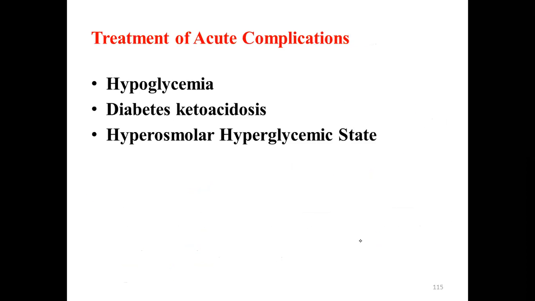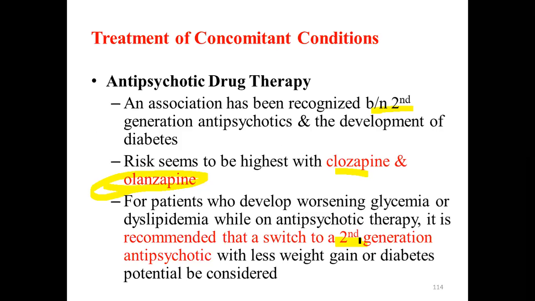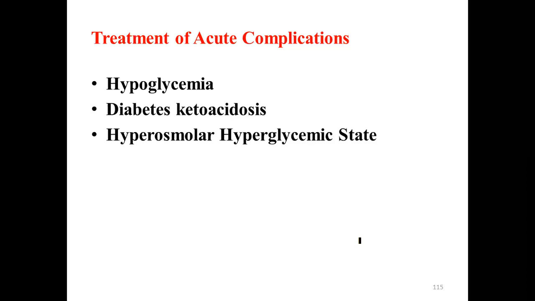So this is all about the principles and management of DM with concurrent conditions. Now, in the next few minutes, I'm going to take you through how we manage acute complications of DM, such as hypoglycemia, ketoacidosis, and hyperosmolar hyperglycemic state. Hypoglycemia is mostly associated with a high dose of insulin, so it is associated with insulin therapy.